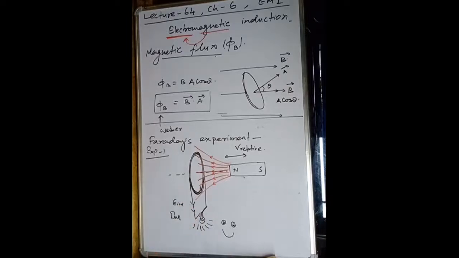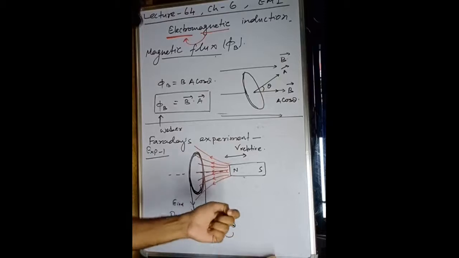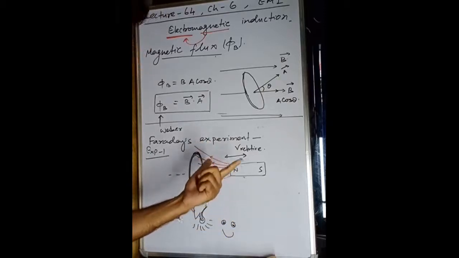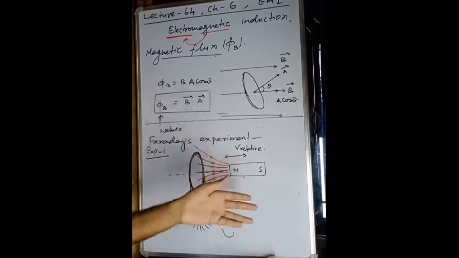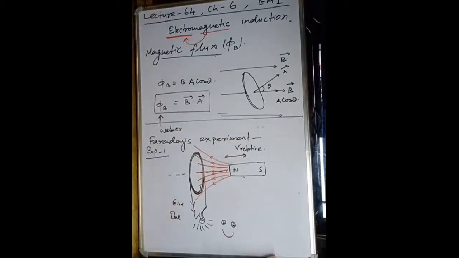This bulb glows. Remember, my dear students, there is a change in flux, and due to the change in flux this bulb glows. This is the Faraday experiment. You have to understand this experiment carefully, because on the basis of this experiment, my dear students, we will study the law which was given by Faraday. That will be very helpful to solve the numerical questions. Okay, now the next experiment.